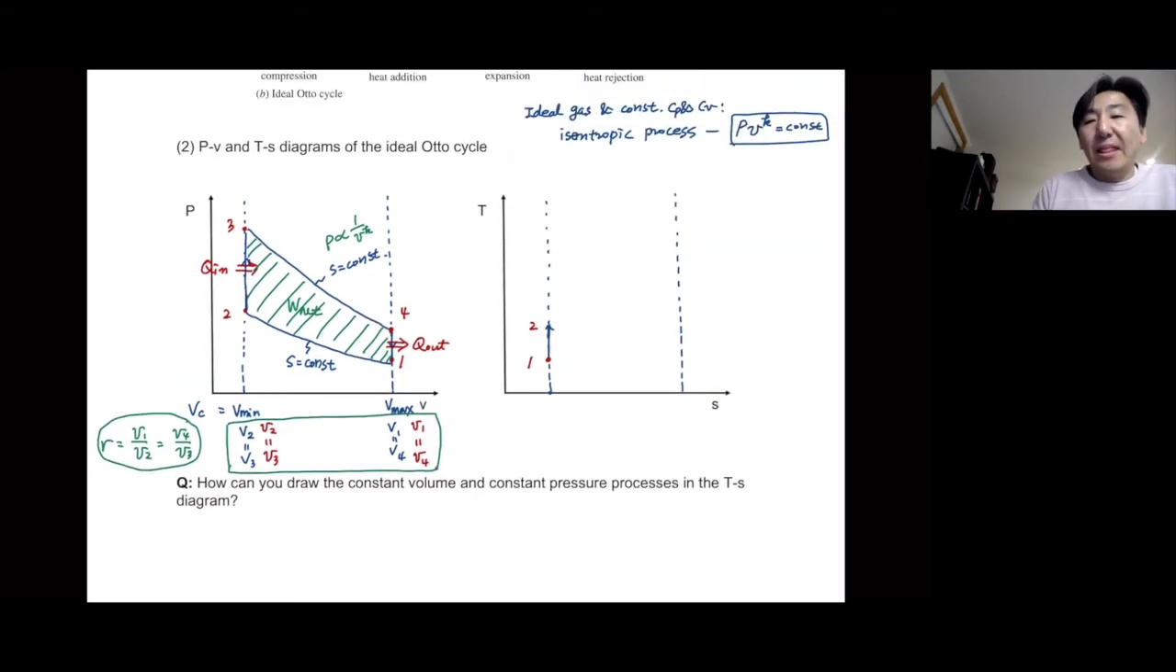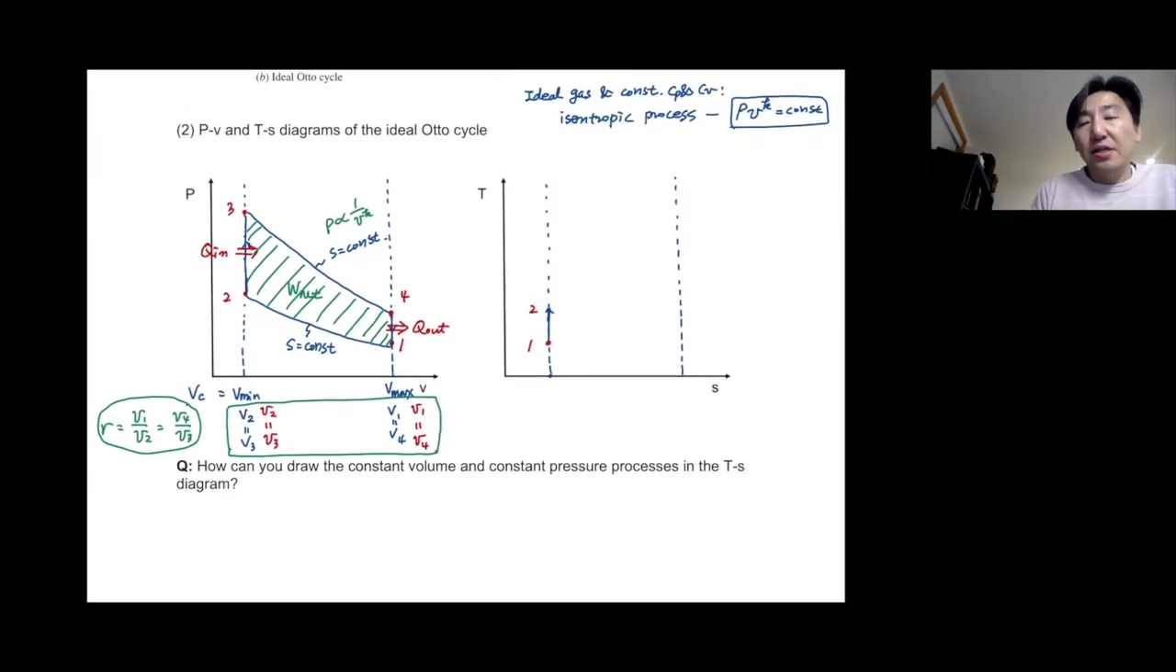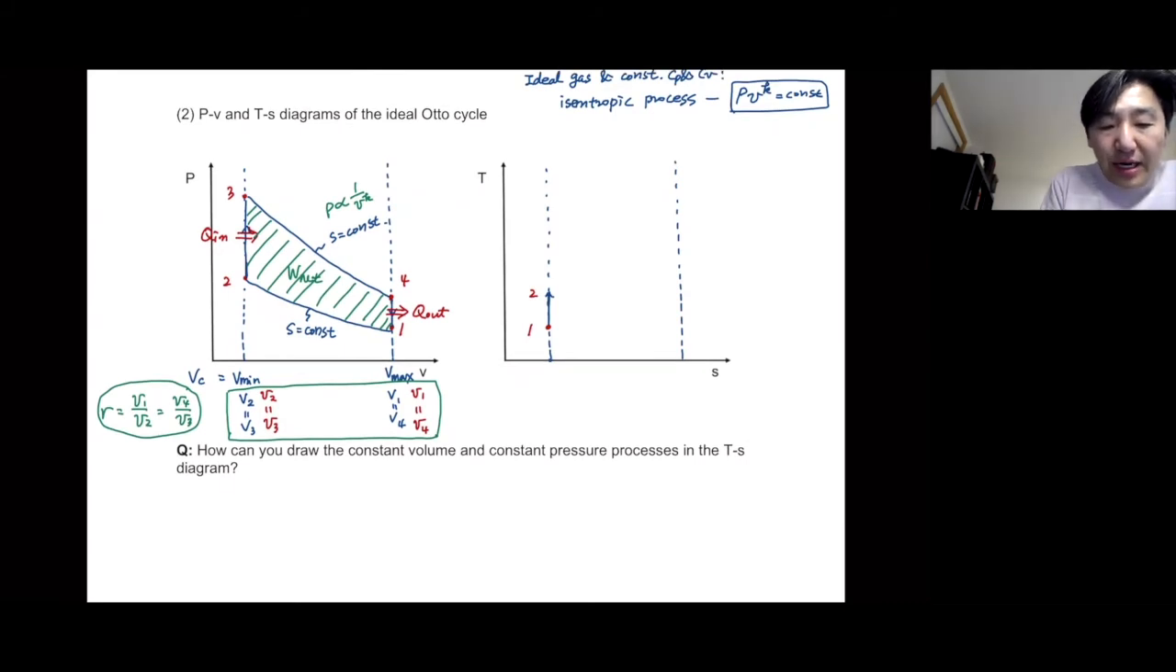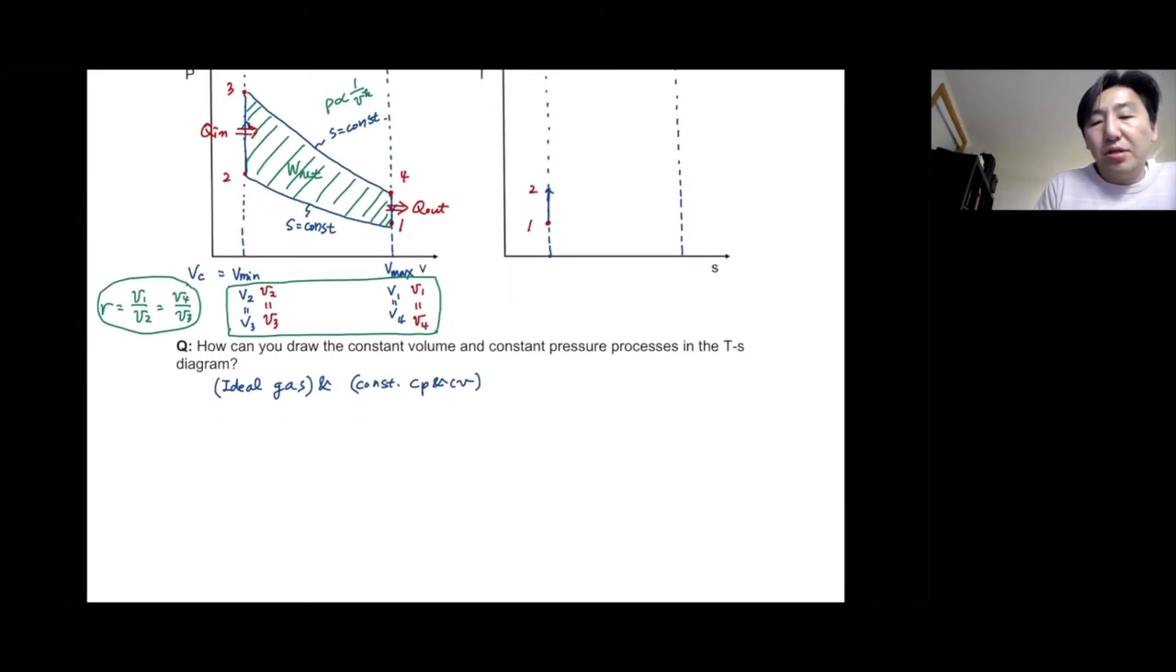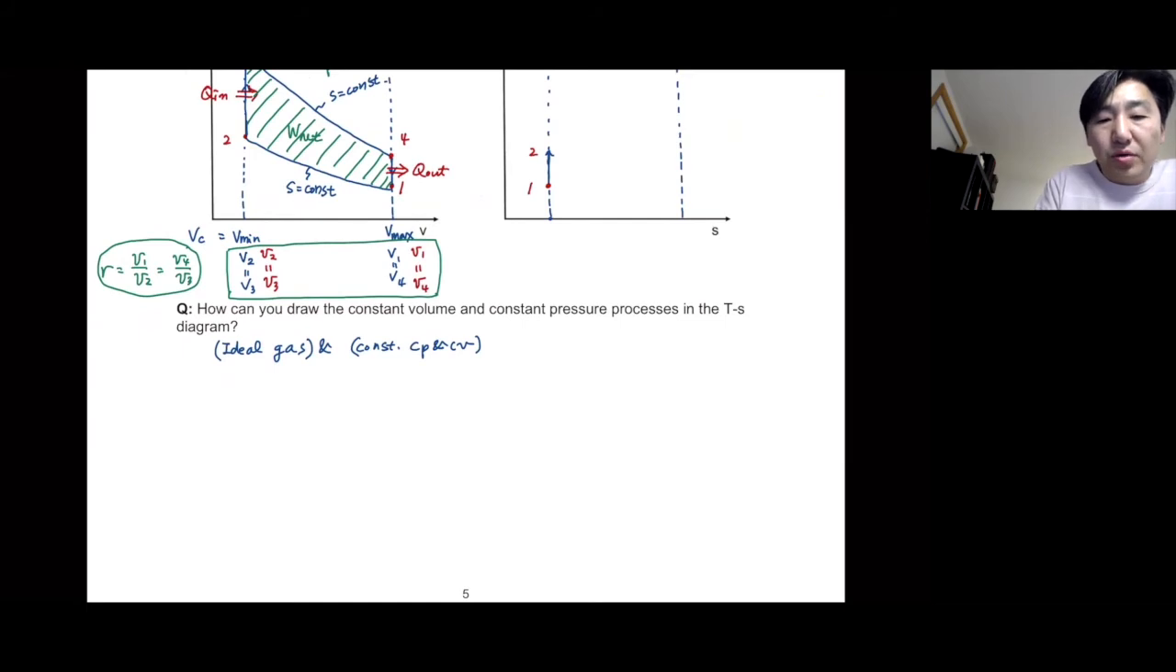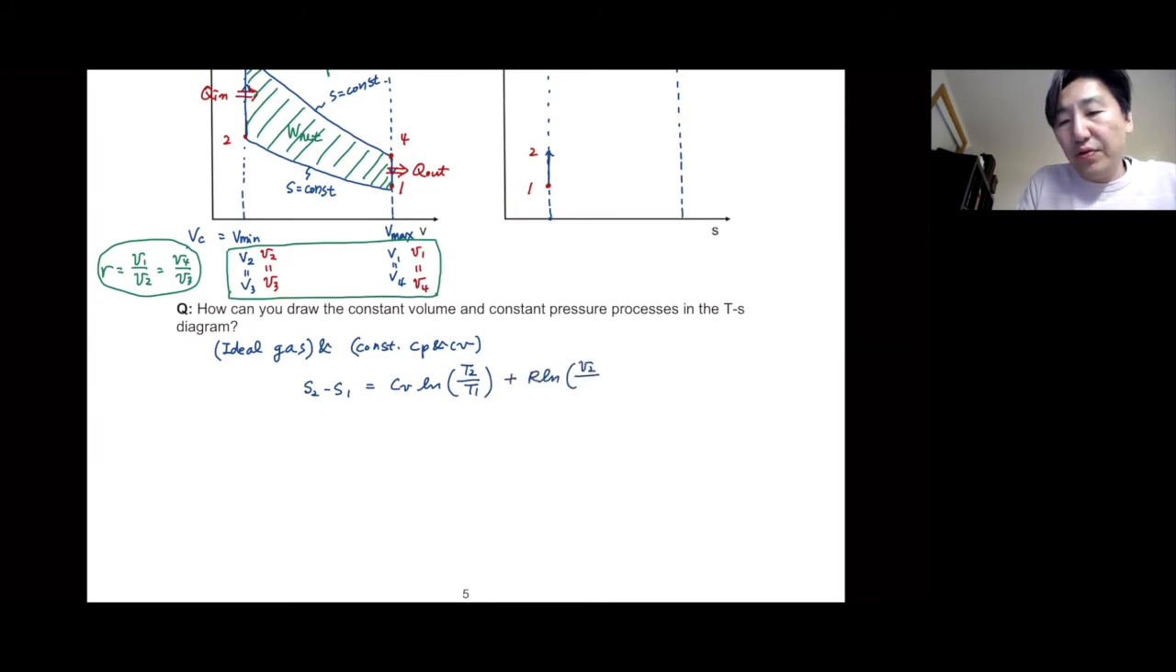So again, I'm going to use the ideal gas and also constant Cp and Cv. Let me just write it down for ideal gas and constant Cp and Cv, with these conditions. What we know is we can calculate S2 minus S1 as Cv natural log T2 over T1 plus R natural log V2 over V1.